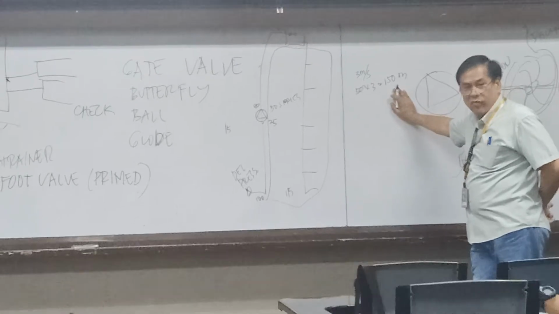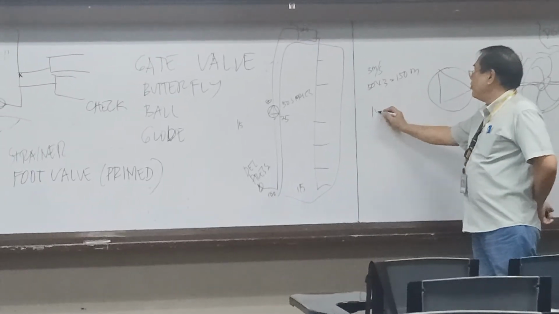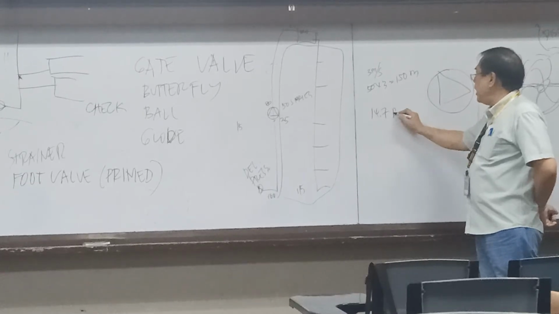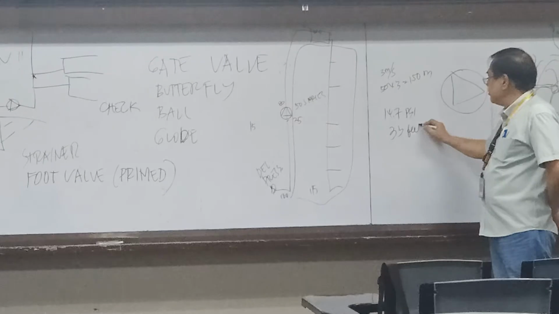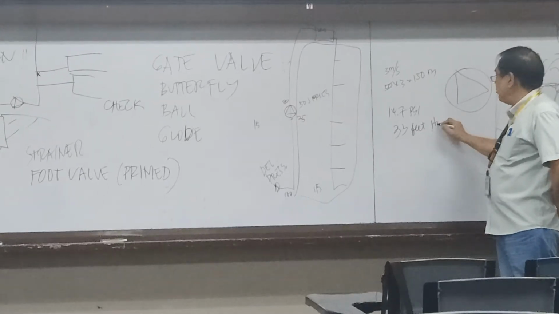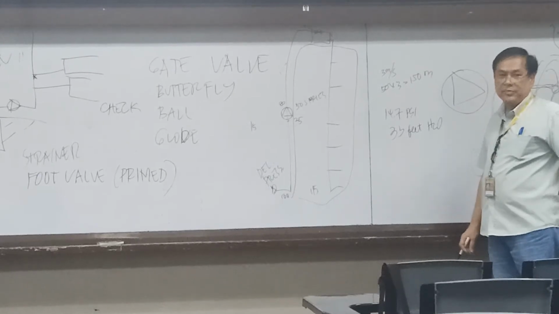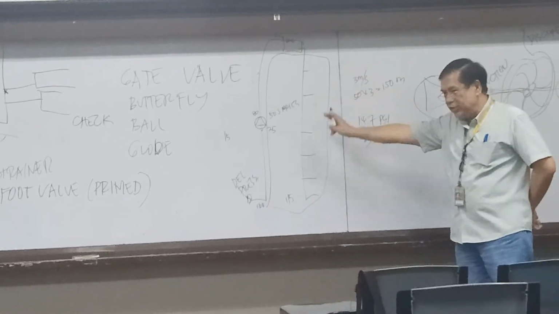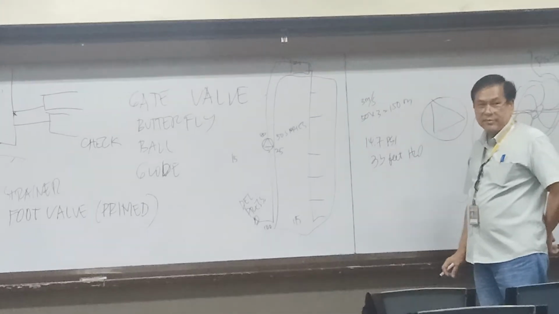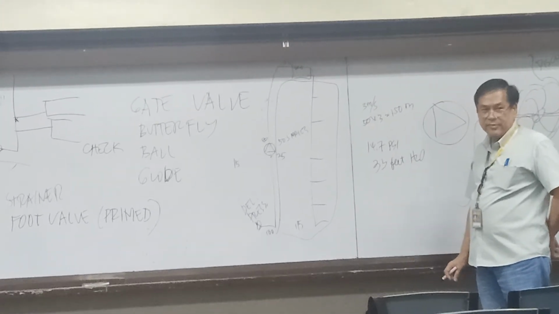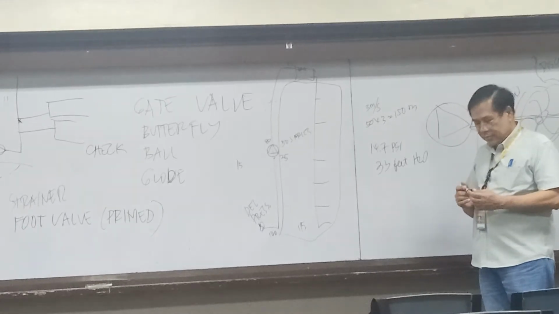Zero. Here's a clue. 14.7 PSI is roughly equivalent to 33 feet. Okay. It is a water column. Anyone read?